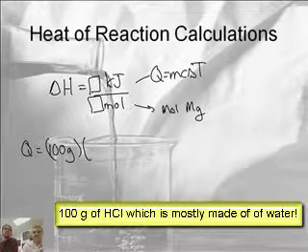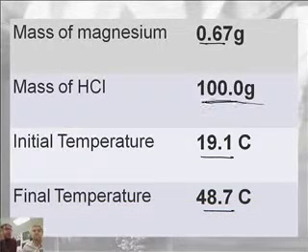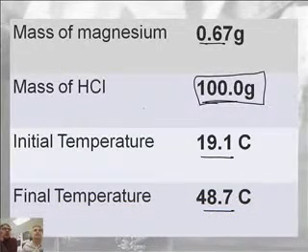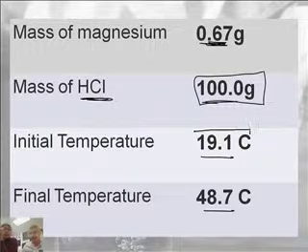Now, why HCl? Why not the magnesium, Mr. Sams? Well, the HCl is mostly water, and again, we're measuring the temperature change of the water that all these things are dissolved in. So it's the HCl that's doing most of the temperature changing. If you really wanted to be specific, you could say the HCl is 100.67, but it's close enough that it doesn't matter.